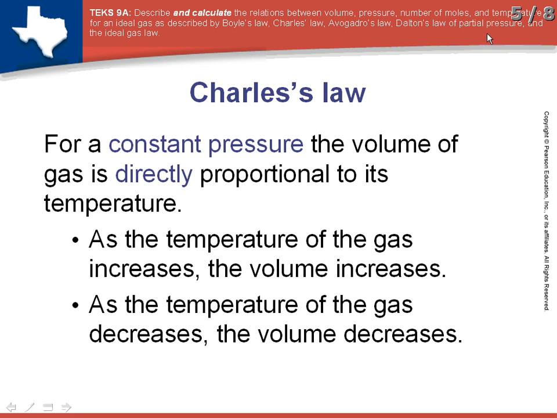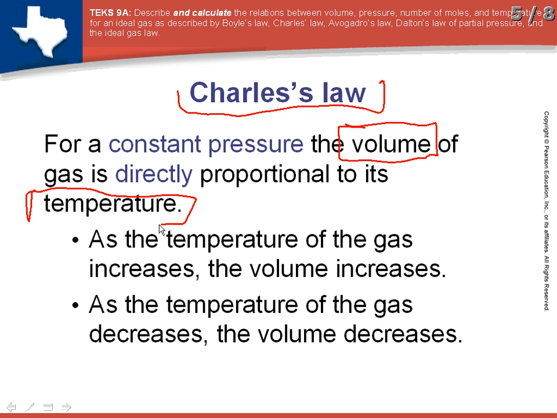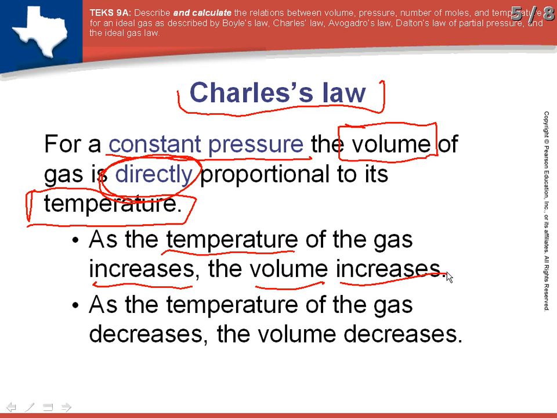Next up, Charles' Law. Charles' Law tells us the relationship between volume and temperature at constant pressure. We find that, according to Charles, volume and temperature are directly related. So what that means, if temperature increases, then volume increases. That's direct. They move in the same direction. If temperature decreases, volume decreases.